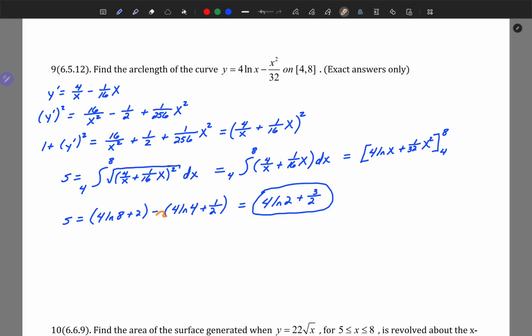Subtract the lower limit, so I subtracted 4 natural log of 4, and then I would have plus 1 over 32 times 16. Well, it's 16 over 32. That gave me plus 1/2 there. Now, I wanted to go ahead and combine terms. I had 4 natural log of 8 minus 4 natural log of 4. That gave me 4 natural log of 8 over 4.